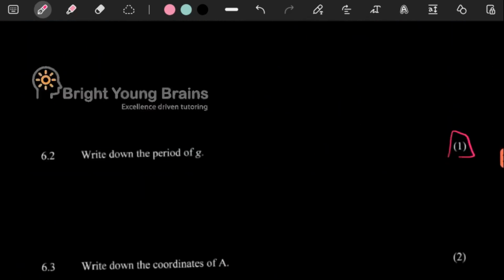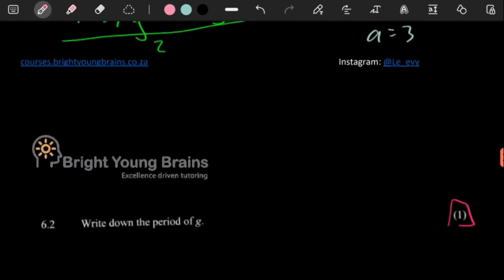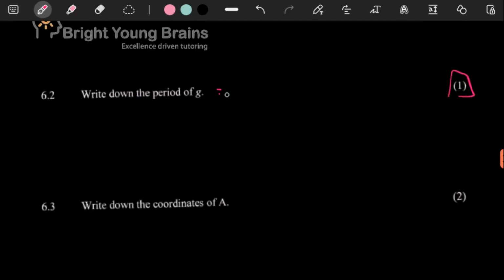The period of g, what is g? g is our tan graph. Wow, guys, really? 3 marks. The period here is just 540 because it's taking 540 degrees to get a full graph.